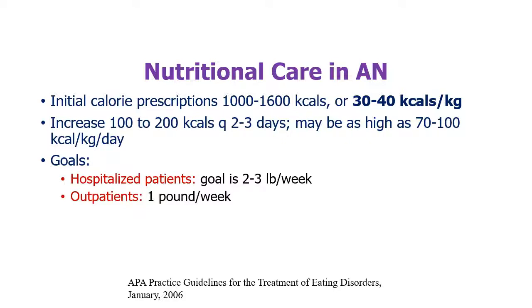So the goal when it comes to anorexia is to increase their weight by about 2 to 3 pounds per week. So that's not a lot of weight. So you're doing this slowly over time. So about 2 to 3 pounds per week in hospital and about 1 pound per week in outpatient. So this is going to be a long and grueling process.